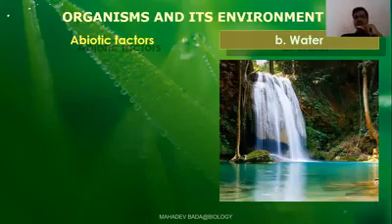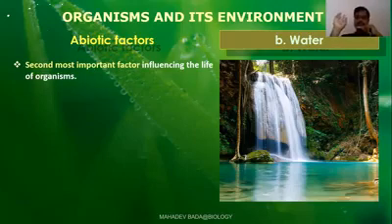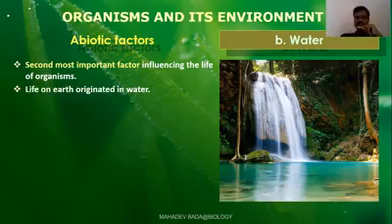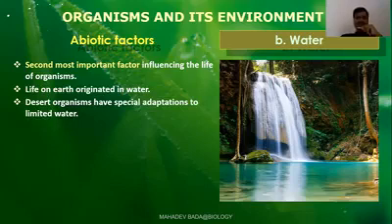Now let us move on to the second abiotic factor, which is very essential and influences life on the earth: water. As you all know, human beings cannot survive without water. The second most important factor influencing organisms is water. Life on earth originated inside the water. According to the chemical theory of evolution, which we are going to study in the lesson called evolution, life originated inside the water. So water is one of the factors responsible for the existence and origin of life. So it has been placed as one of the most important factors.